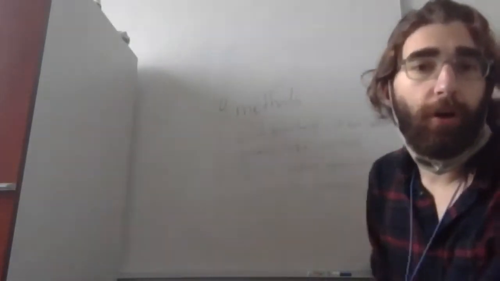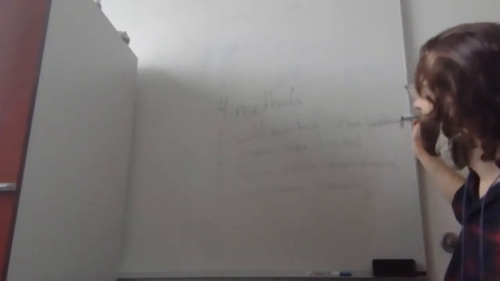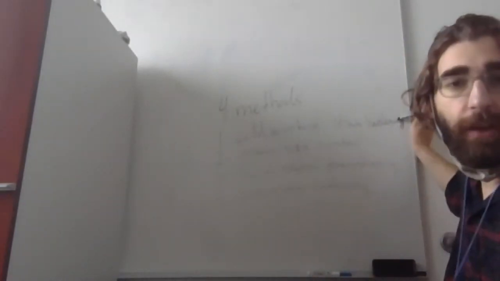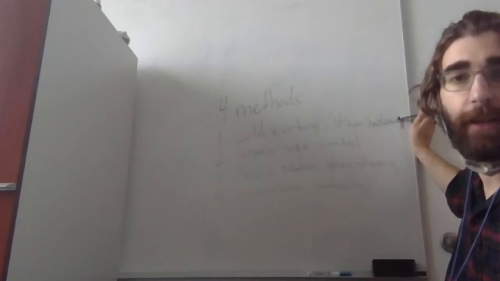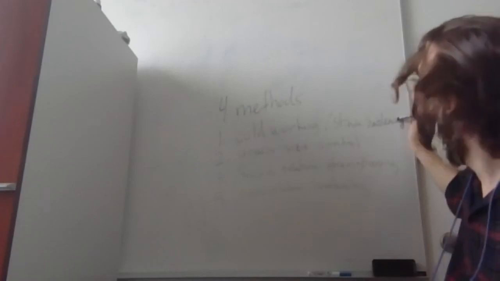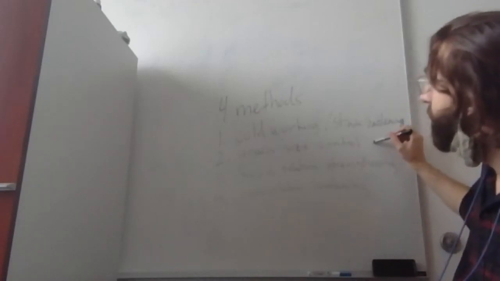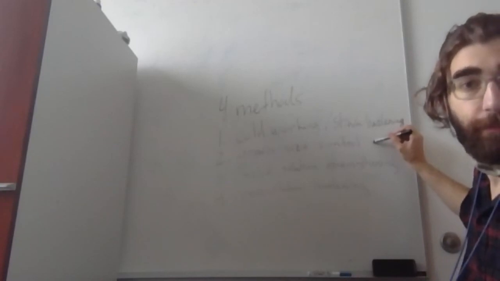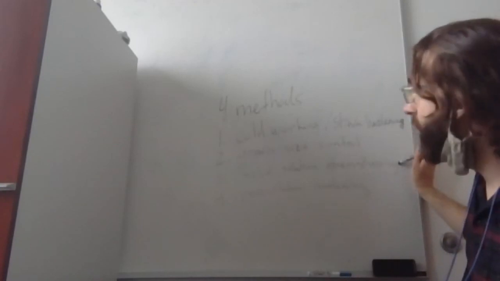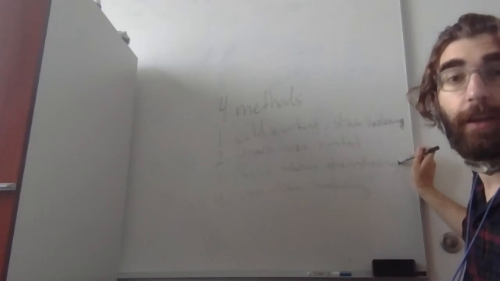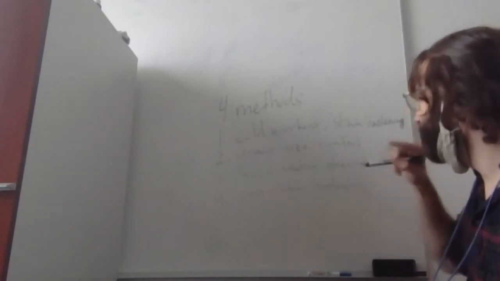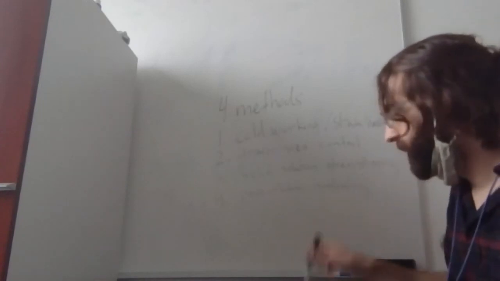Okay, so the first method, we have cold working or strain hardening, right? So cold working, strain hardening. Then we have grain size control. Number 3 is solid solution strengthening. And number 4 is precipitation hardening.